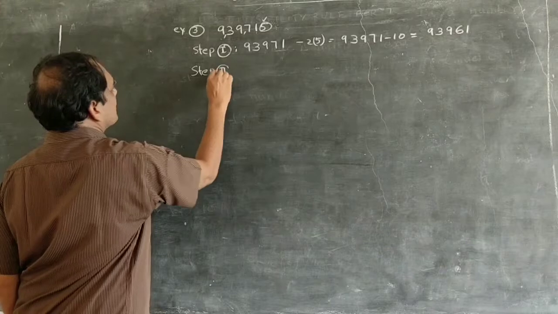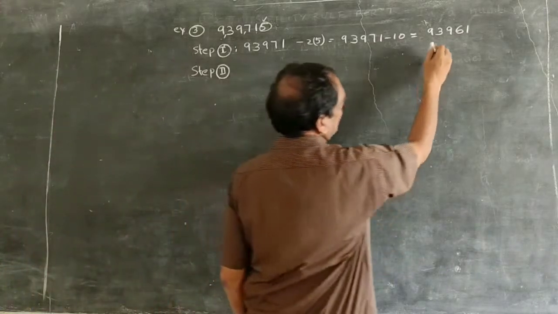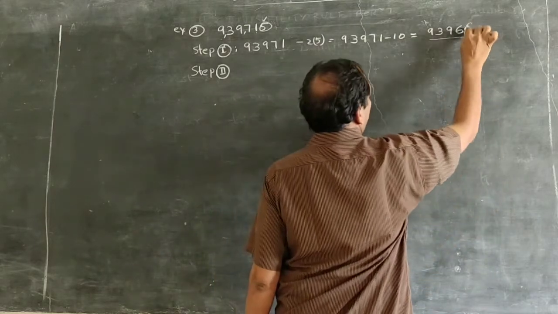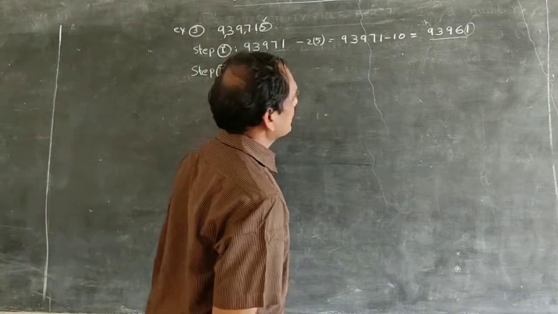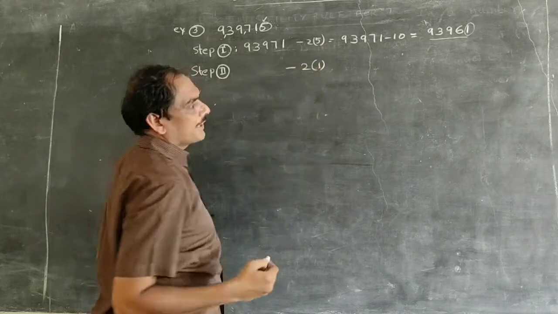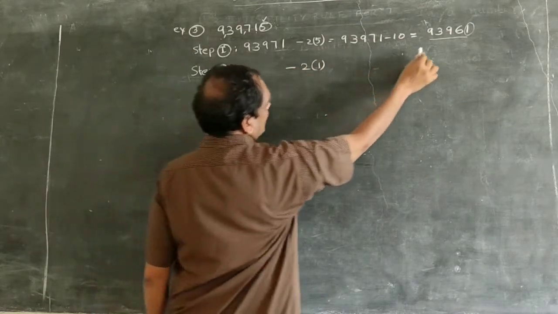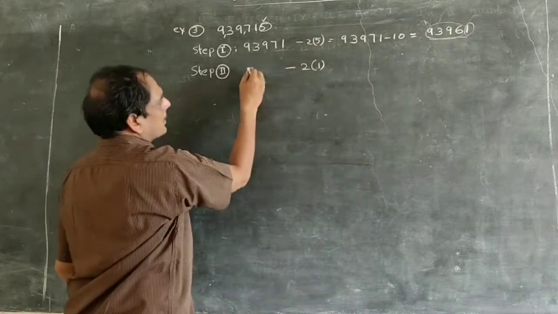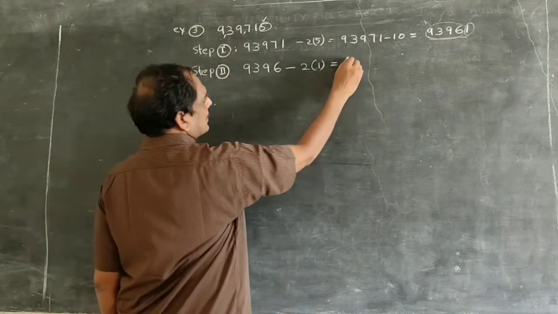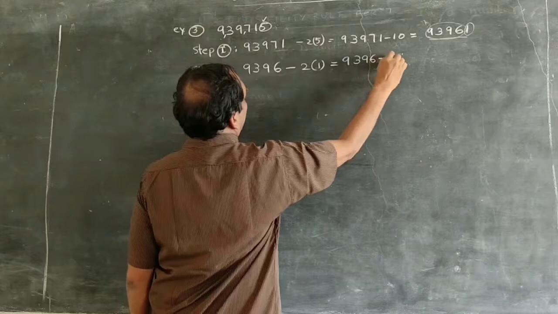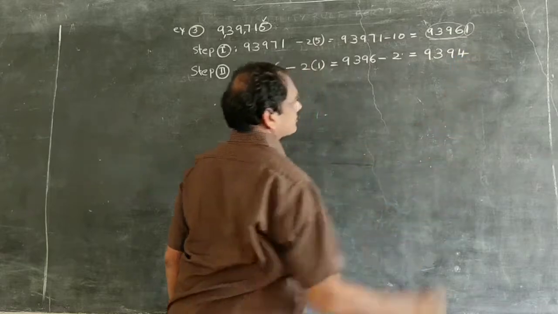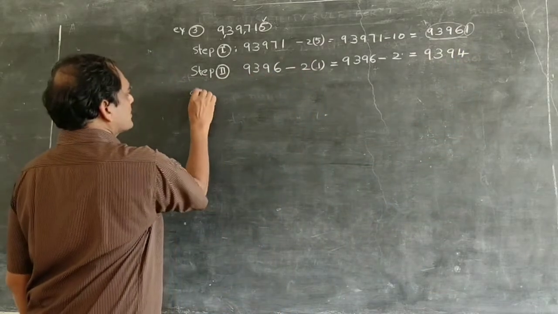Step 2. The resultant number is 93,961. The unit place digit is 1. So we multiply it by 2 and subtract it from the rest of the digits of the number, 9396. That is equal to 9396 minus 2, which is equal to 9394. Again we go to step 3.